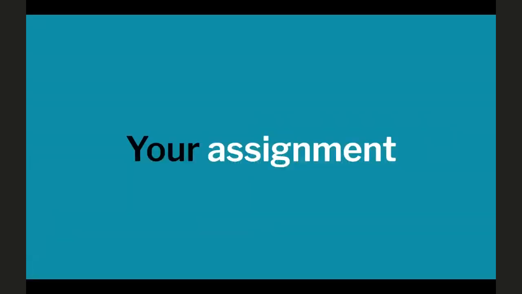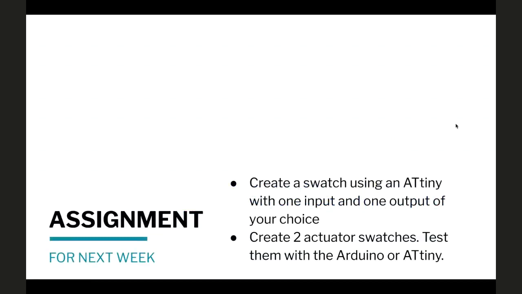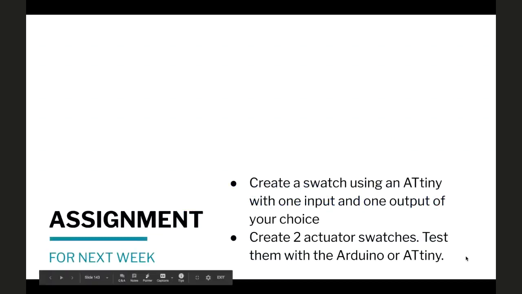Okay, your assignment for next week is to create a swatch using the ATtiny with one input and one output of your choice. I gave you a bunch of different examples of circuits that you can use for the ATtiny. You can use one of those circuits, or you can go online, do some searching, and find another circuit that you want to use. That's part one of your assignment. Part two is to create two actuator swatches using two of the techniques that we learned today, and then to test them with the Arduino or the ATtiny. Any questions about your assignment?